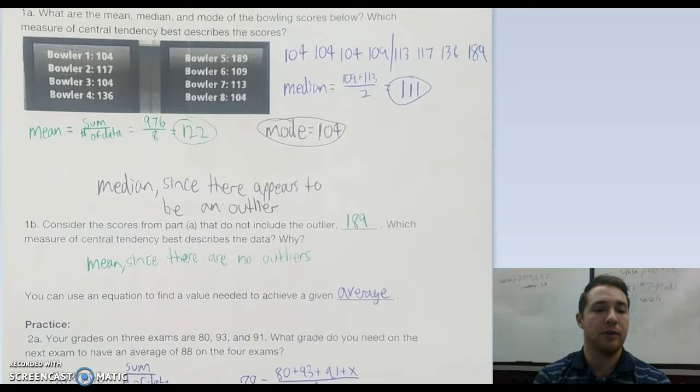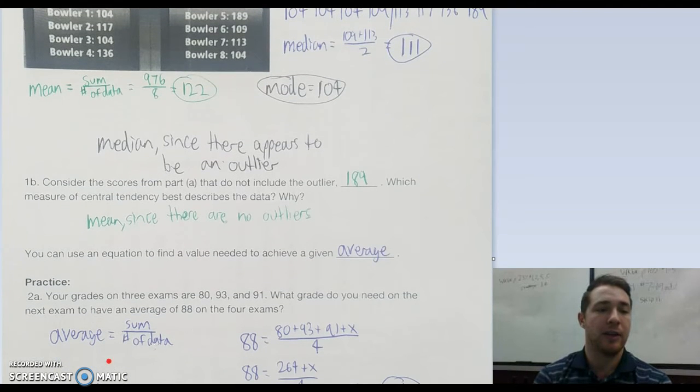So we're still using the same type of formula. Last time, to find the mean or the average, we added all of those up and divided by however many scores there were. So if I plug in what I know so far, I know I want to end up with an average of 88. So in that formula, I'm going to substitute 88 in for the average.